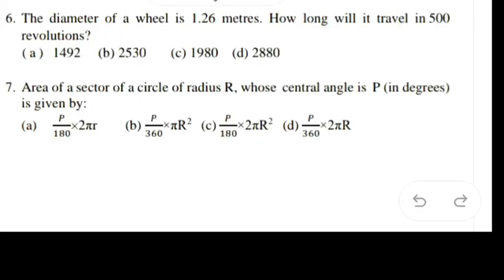Sixth question, the diameter of a wheel is 1.26 meters. How long will it travel in 500 revolutions? We know that the distance traveled in one rotation is equal to its circumference, 2 pi r. Here the diameter is 1.26. So what will be its radius? It is 0.63. So how long will it travel in 500 revolutions?